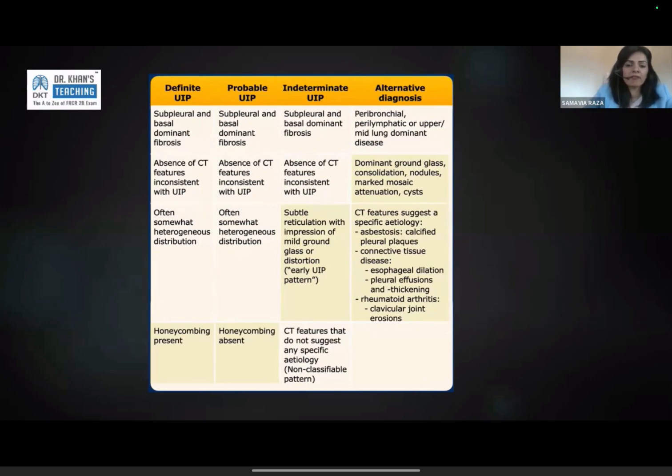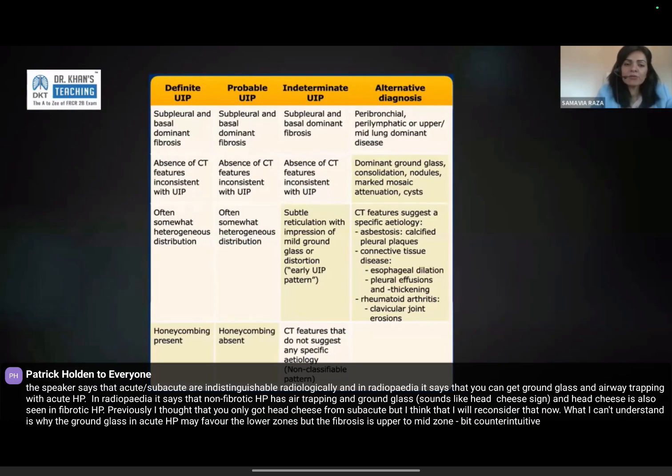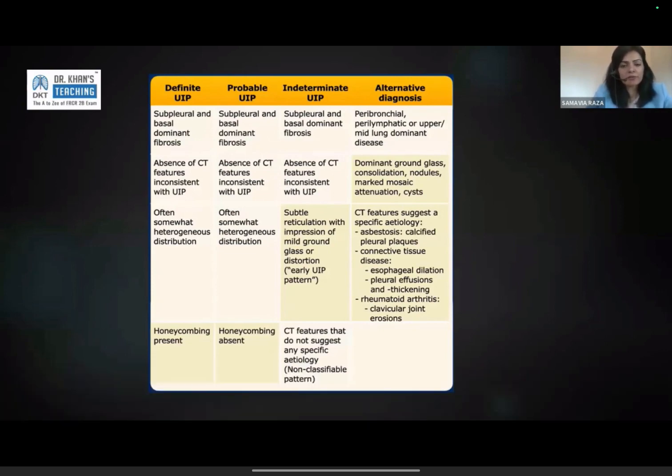Anything that eventually will end up being probable UIP, but today, right now on the scan, is indeterminate for UIP, gets called indeterminate for UIP. And why that is important, and you don't want to label somebody as probable UIP, is because when you put somebody down that route, you close down other avenues. So keeping them in the indeterminate for UIP pattern box makes the referrer or the clinician think outside the box.